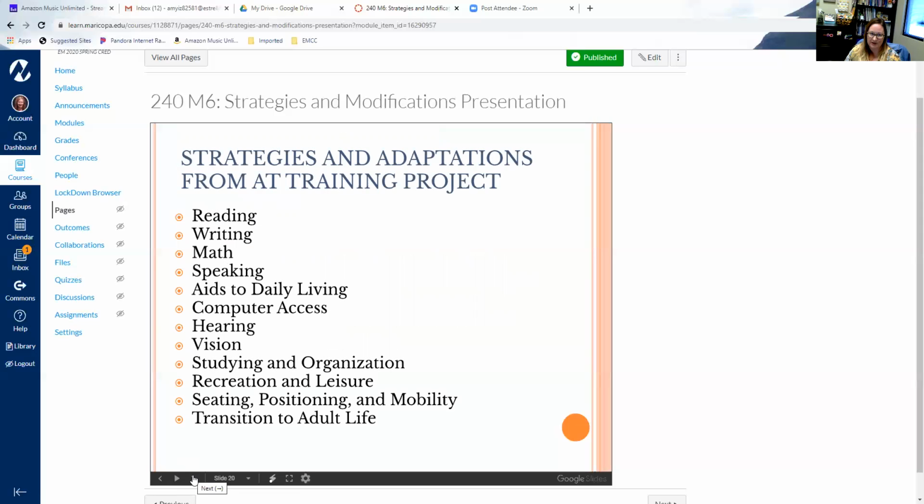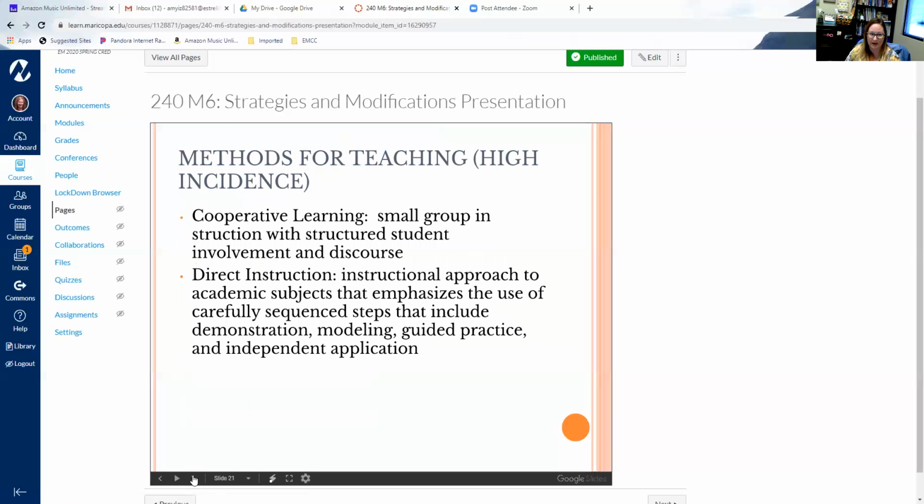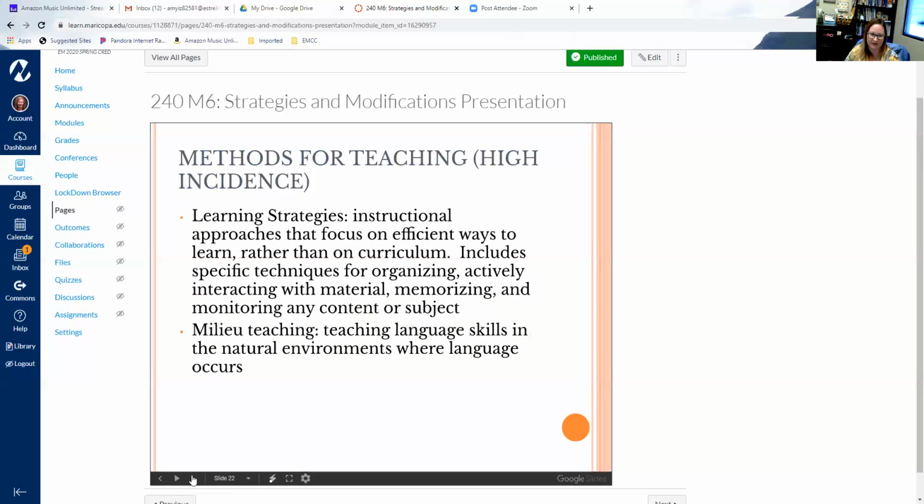So in this module, there are some strategies and adaptations that you're going to receive as some resources. And then there's also some more information on those instructional methods that I mentioned a few slides back. So there's some methods for teaching that are for high incidence disabilities, which are disabilities that occur more often in the population, such as a learning disability or a speech language impairment, so it's more common. You can read about those methods of instruction.